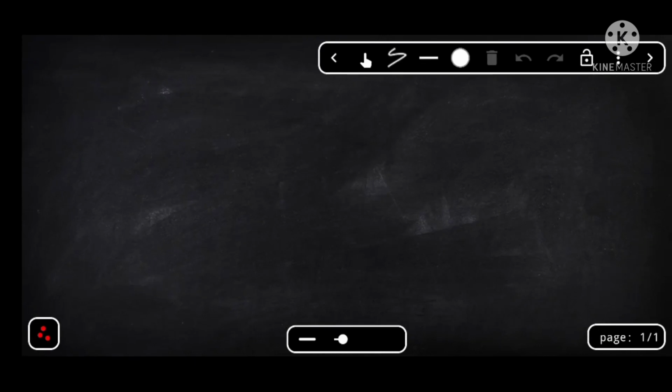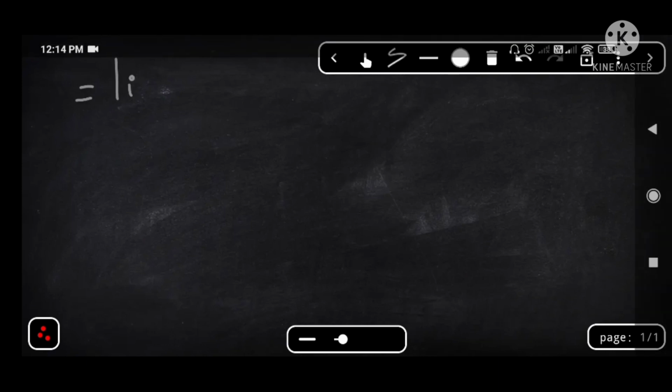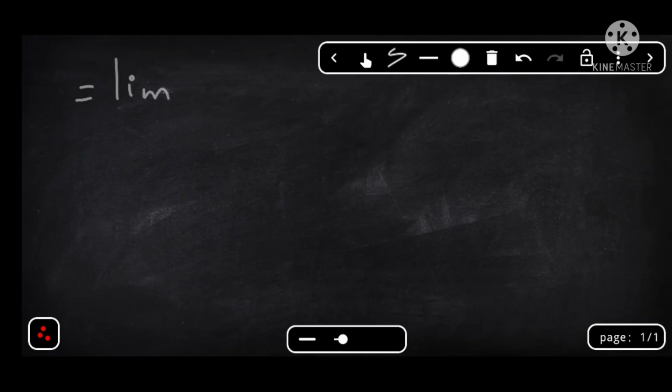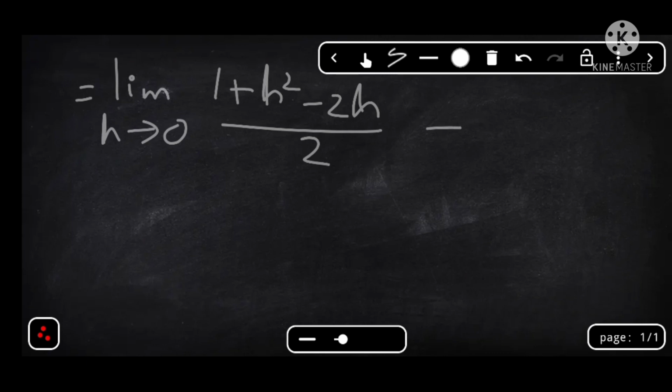Now, limit h tends to 0. We can expand 1 minus h the whole square. So (1 plus h square minus 2h) divided by 2. If we put 0 for the variable h, what will we get? 1 by 2, right?